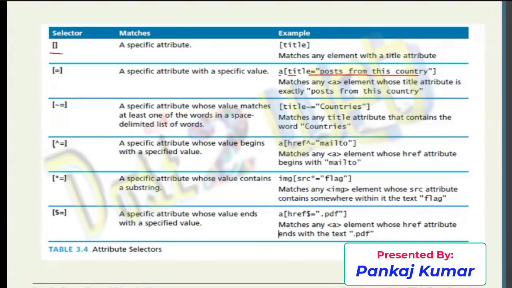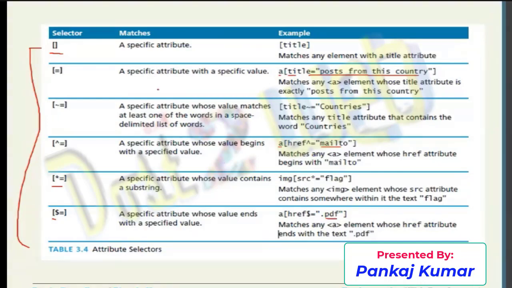In the same way you can use the caret symbol, equal to, which matches values beginning with the specified value. You can see here mailto, that means it will match the anchor element that hyperlinks to mailto. In the same way the star symbol matches wherever the source contains the value. Then the dollar symbol, for example I'm defining .pdf, matches wherever the hyperlink's attribute ends with the text .pdf. These are the different types of attribute selector we have.